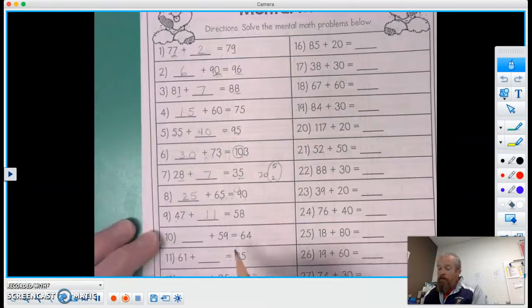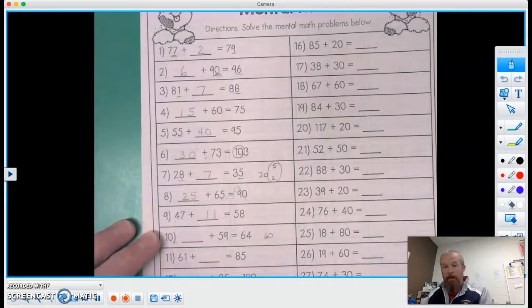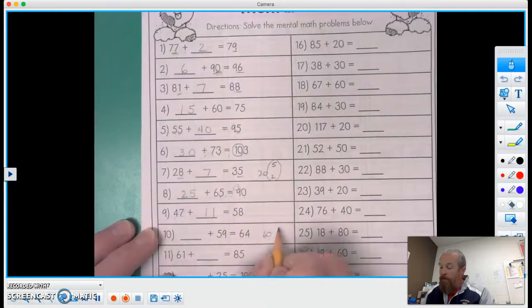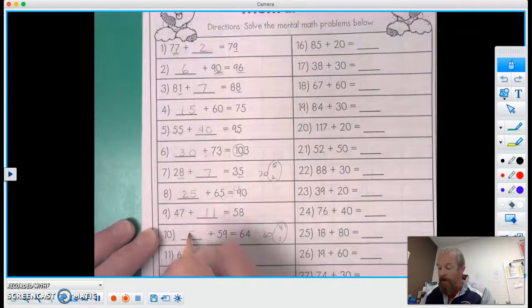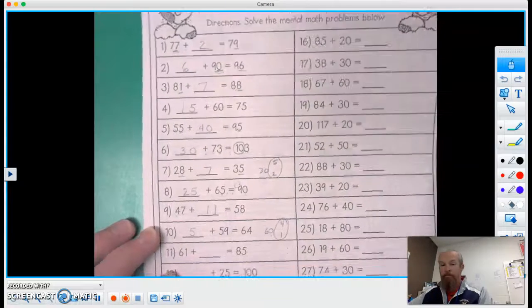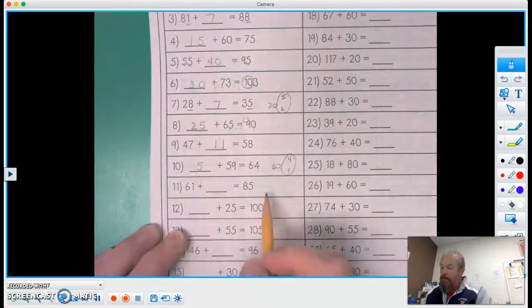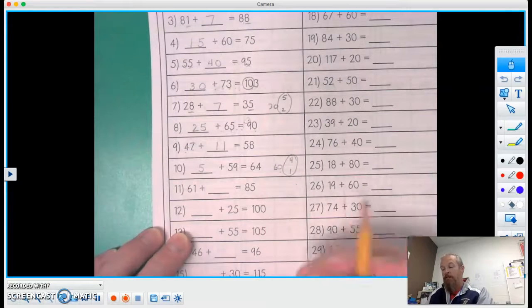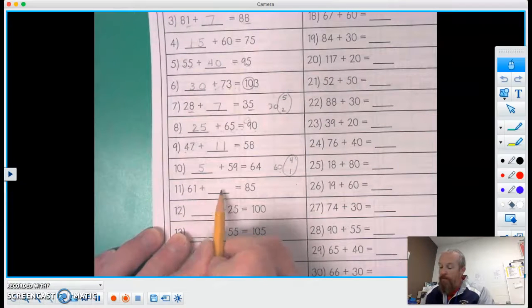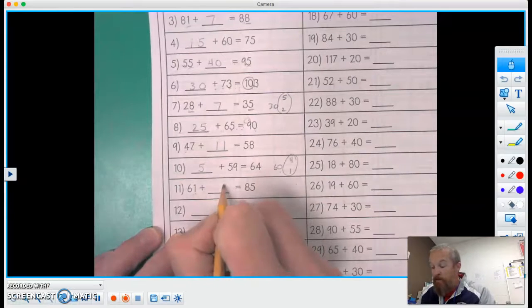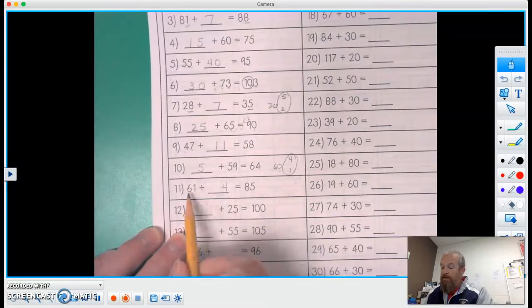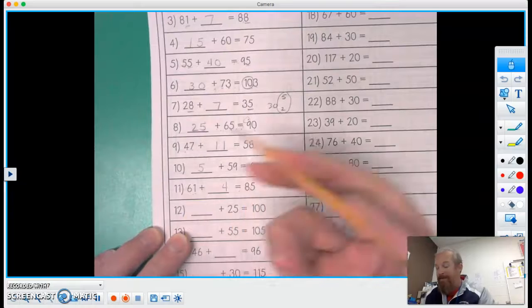All right. So here, I'm going to use the number 60 again for this. Okay. And we have 4 that's above 60. 59 is 1 below 60. 4 plus 1 is 5. Okay. 61 plus a number equals 85. So 1 plus what equals 5? So 5 minus 1 equals 4. And 6 plus something equals 8, or 8 minus 6 equals 2.